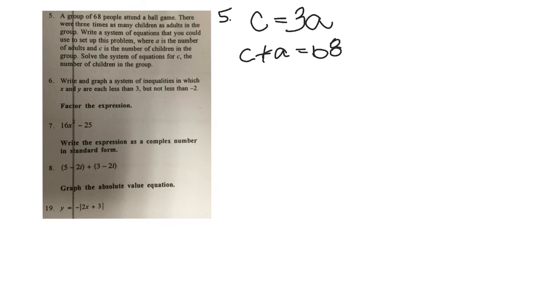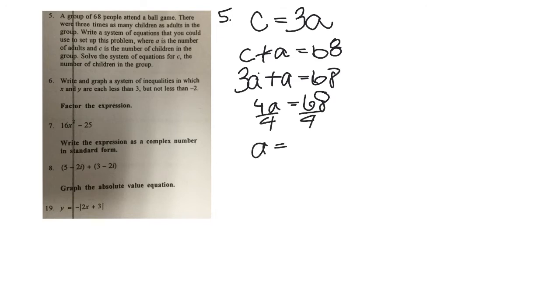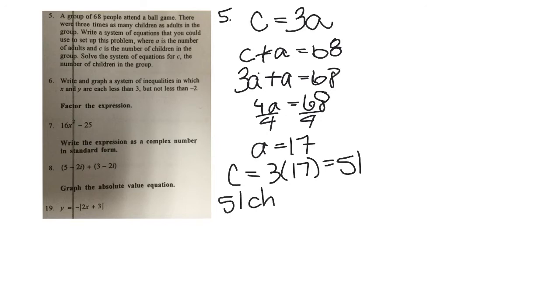Write a system of equations that you could use to set up this problem where A is the number of adults and C is the number of children. We've already done that, solved the system. So I'm going to use substitution. This is already solved for C. So 3A is equal to C plus A equals 68. So 4A equals 68. Divide by 4, and A equals 17, and then the number of children is equal to 3 times 17, which is 51. So there were 51 children and 17 adults.